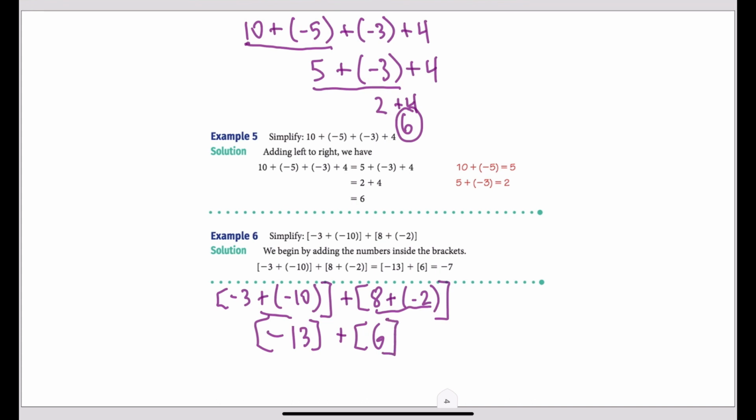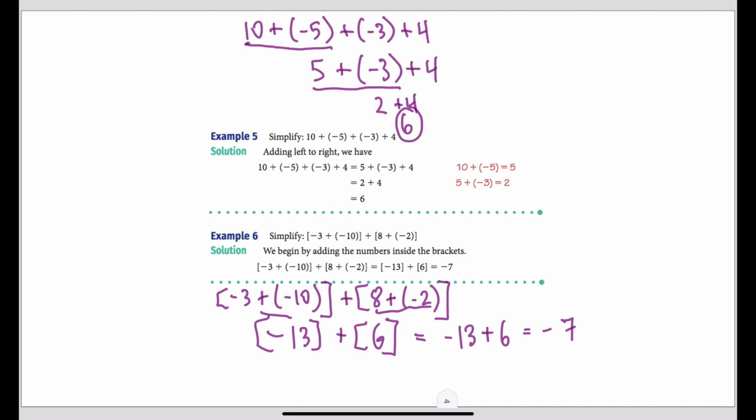And now I didn't really need those brackets, actually. I could have written a similar problem that looked like this. So if I owe $13 and then I get $6 to pay off some of what I owe, right? How much would I still owe? So if I owe you 13 and I pay you 6, I still owe 7.